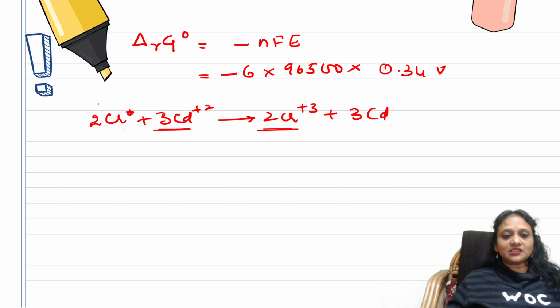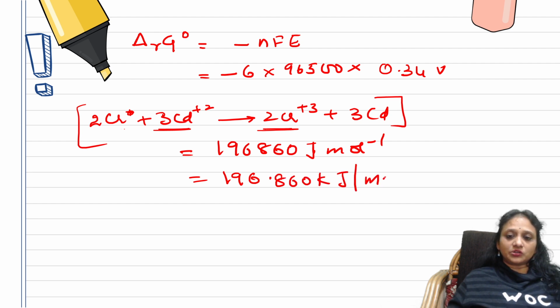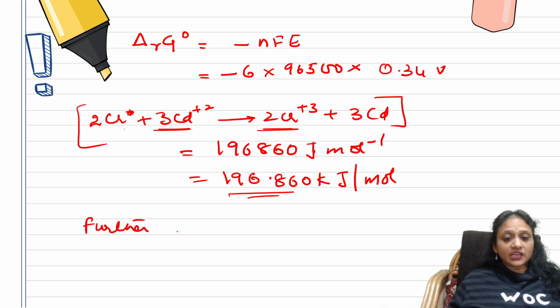So when I solve this, I get an answer of almost, in units joule per mole, or you can further write it into kilojoules as 196 point, shift the dot, kilojoules per mole. So this is for one. They've asked me to find the equilibrium constant also. Further, log K value also I have to find. Log K, what is this?